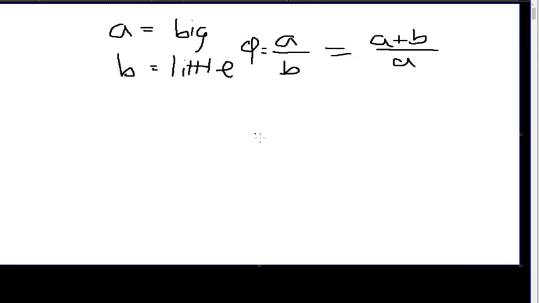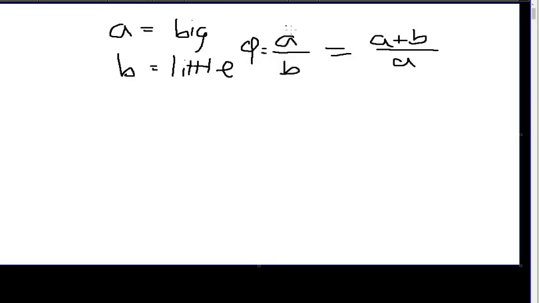Phi is equal to A over B, which is equal to A plus B over A. So what we're going to do here is called a substitution. A substitution is when you write certain symbols using other symbols, but you have to follow math rules. You can't just make up the rules as you go.